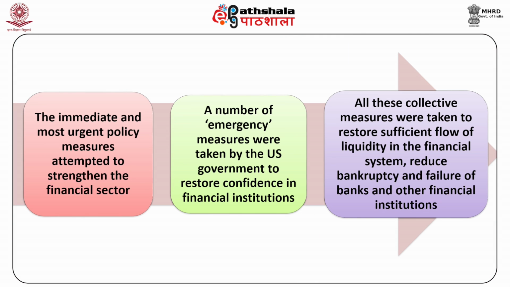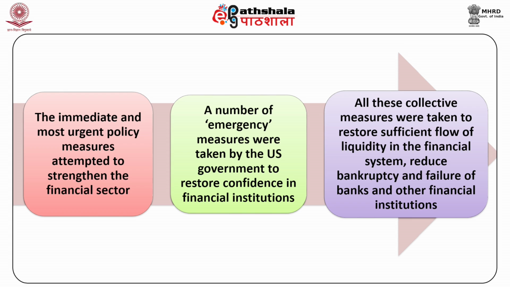As the crisis dealt a severe blow to the financial intermediaries, the immediate and most urgent policy measure attempted to strengthen the financial sector. A number of emergency measures were taken by the US government to reinforce confidence in financial institutions. For example, deposit insurance was raised from $100,000 to $200,000 per account. The government began to guarantee new debt issued by banks.